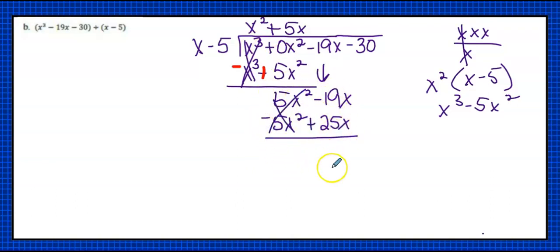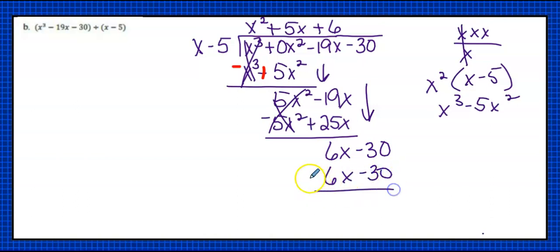These cancel, and this is going to be positive 6x, bring down the negative 30. 6x divided by x is plus 6. This is 6x minus 30. Change to the opposite and combine, and these cancel and these also cancel, so we have a 0 remainder. So this is our answer up here. If we had a remainder, we would put plus or minus and then the remainder over the original divisor, but we don't. We don't have a remainder, so this is actually our answer here.